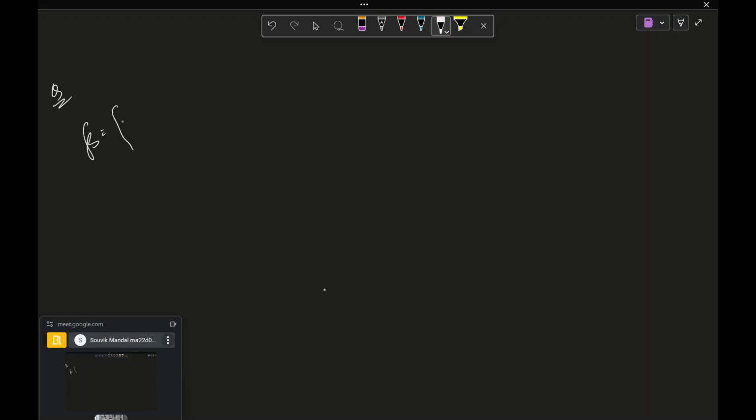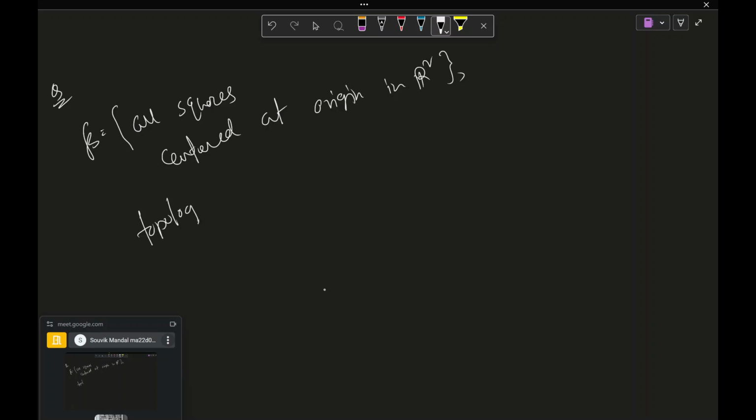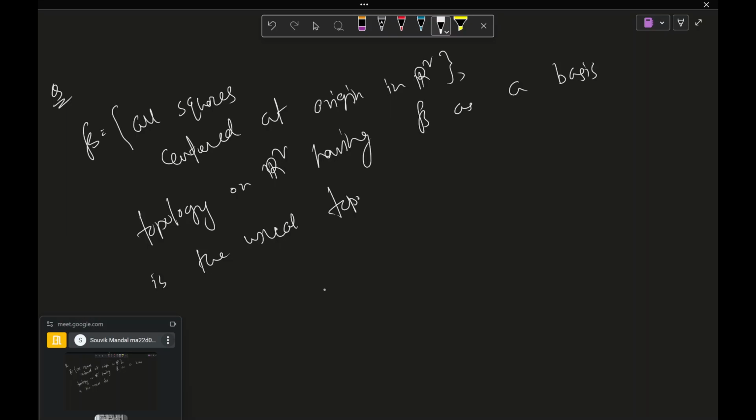so if beta is equal to all squares centered at origin, then the topology on R2 having beta as a basis is the usual topology.